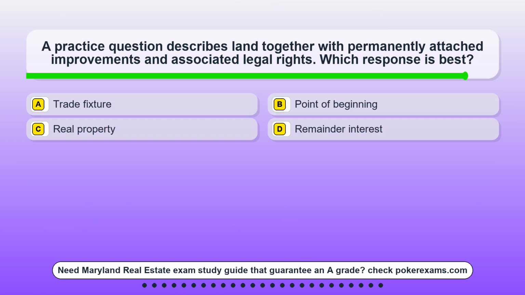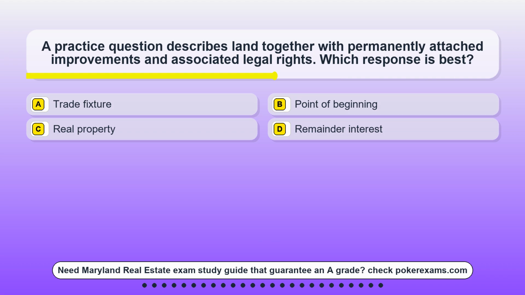Question 21. A practice question describes land together with permanently attached improvements and associated legal rights. Which response is best? Option A, trade fixture. Option B, point of beginning. Option C, real property. Option D, remainder interest.